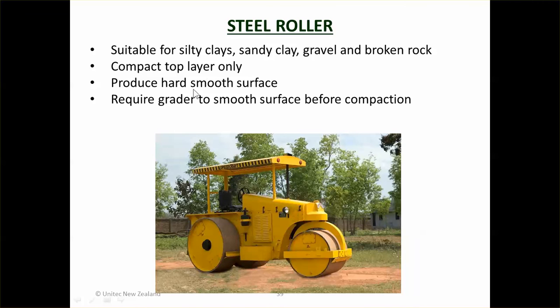So the first one is a steel roller. All it is is very heavy with steel wheels on it, and it just rolls back and forth. It's using the weight of the roller alone to compress the soil. It compacts the top layer only, so the top maybe 200-300 mils only. It produces a hard, smooth surface, but you may end up with maybe 100 mils of really hard, smooth surface, and the 200-300 below it is soft, so it may just give you a crust rather than a complete compact layer.